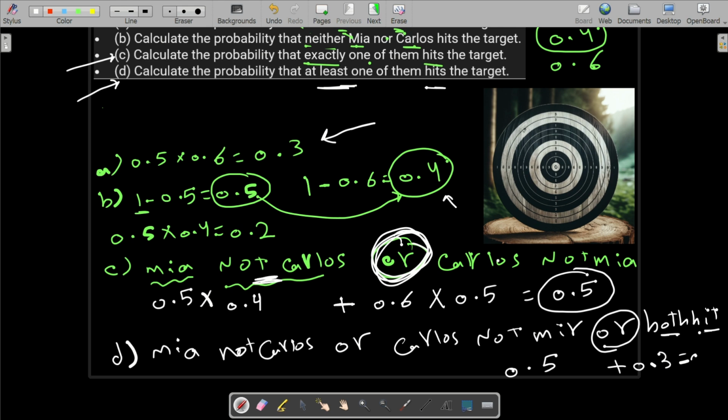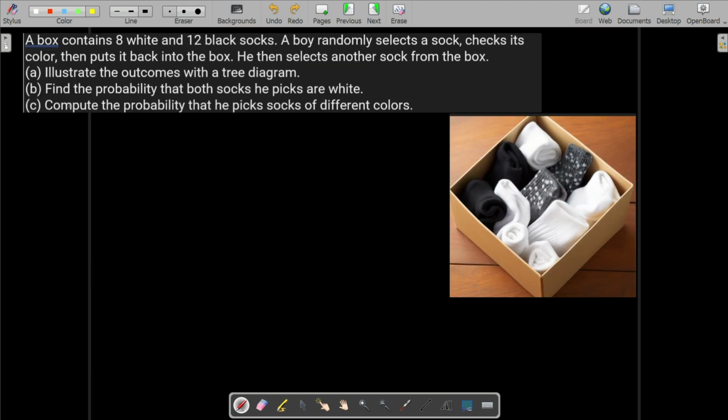And the answer here is going to be 0.8. So let's take a look at this question one more time. Mia, okay, calculate at least one of them. At least one of them, so it can be Mia only, or Carlos only, or both hit the target. You can get the three of them and add them, or you can be smarter and you know that we got these in question C, and then you write your answer over there, then add it to both hit the target, you'll get 0.8. And now let's take a look at this question here.